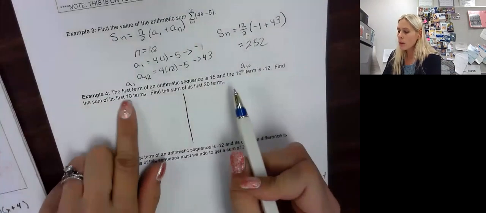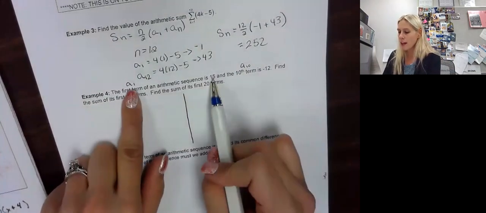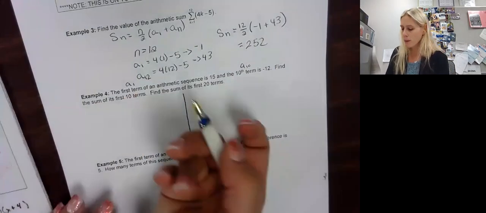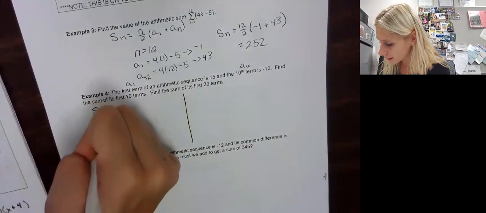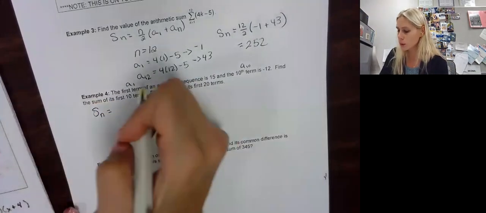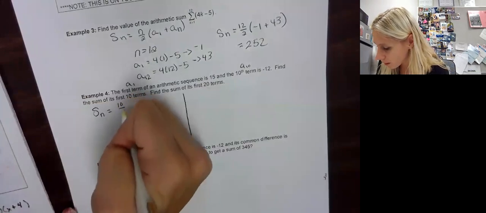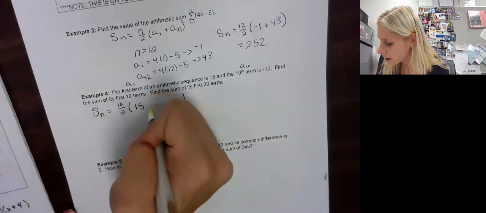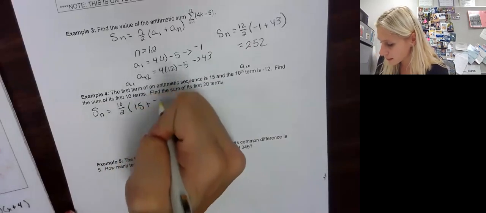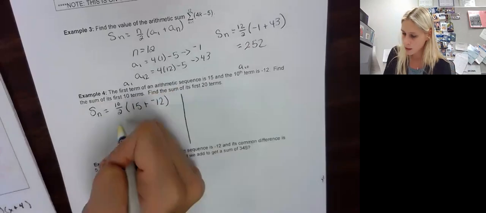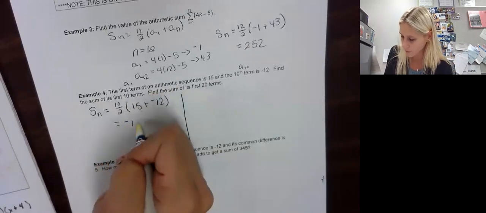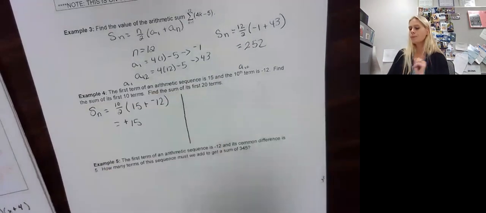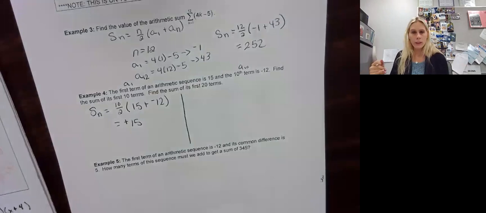Okay. So if I want the first 10 terms, well, I have the value of the first, I have the value of the last. Hey, that means I just have to use my formula. So the sum equals the number of terms, we have 10 terms, all over 2. The first term value is 15. The last term value is -12. So the value is -15. That one was easy. Not -15, +15. Okay, that one was easy.